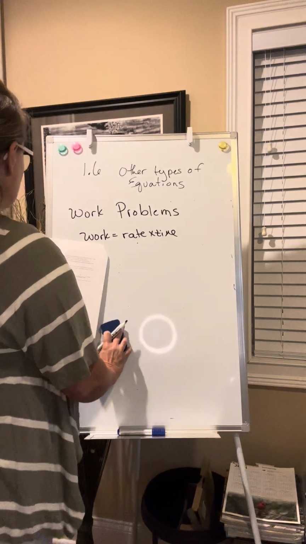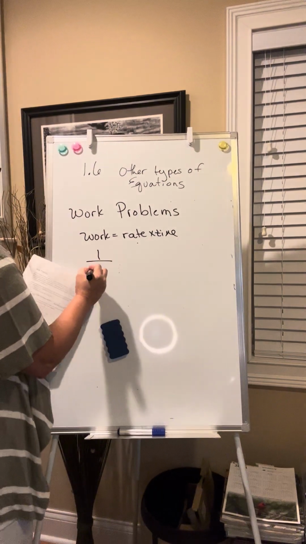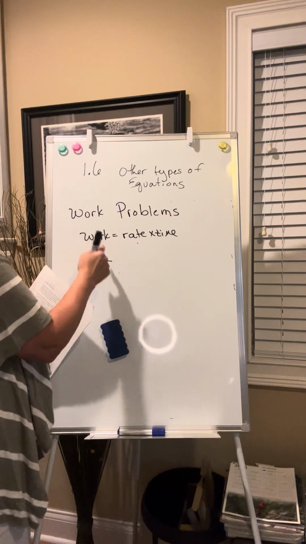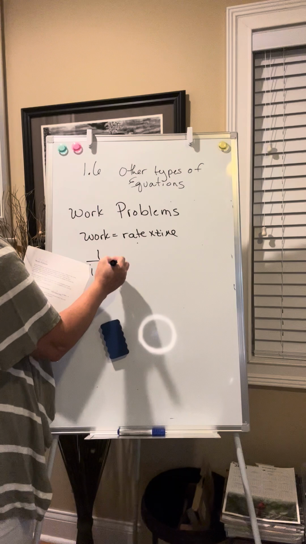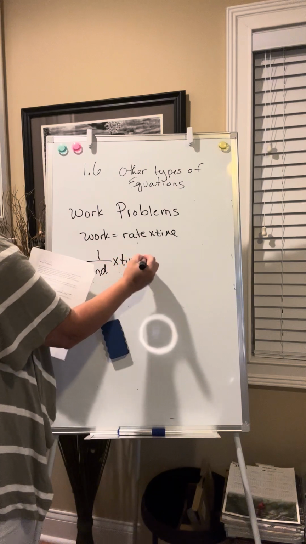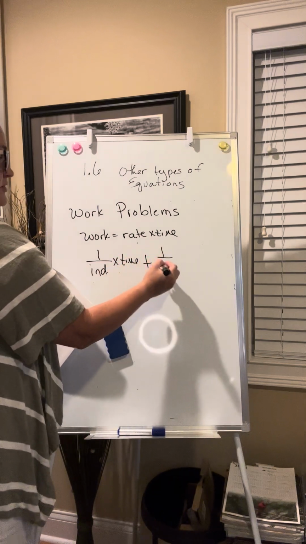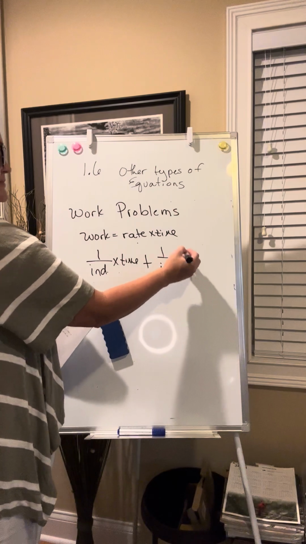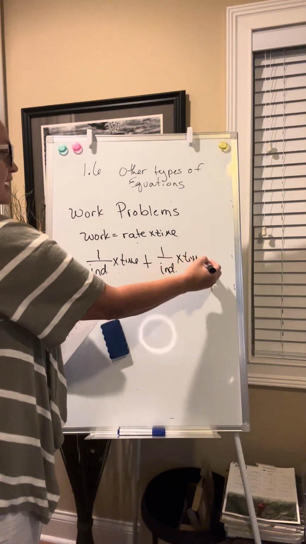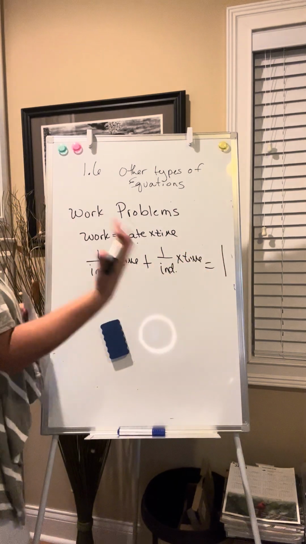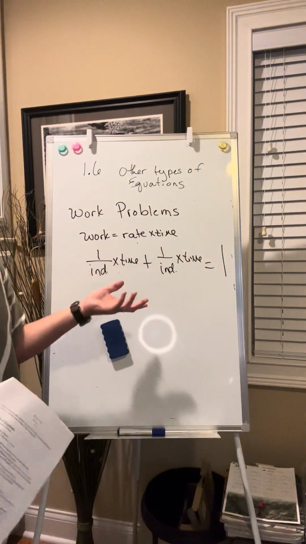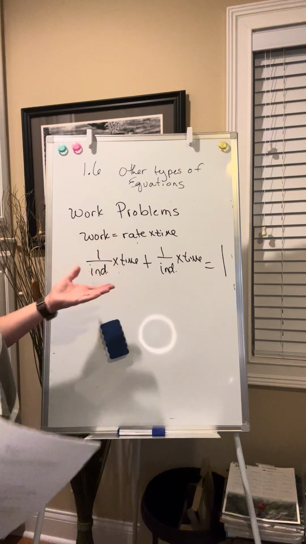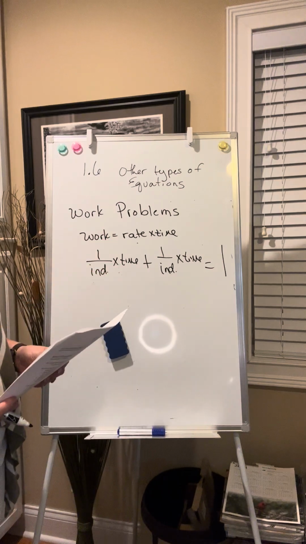And you can see the format for 2 people working together. You have the one person, 1 over their individual time, like a 5-hour job they're doing, times the time they're working together. Then you add that to the other individual time, times how long they work together. And you're trying to equal how long does it take them to equal 1 complete job. So this is the formula or the format you're going to use to solve any work type of problem.